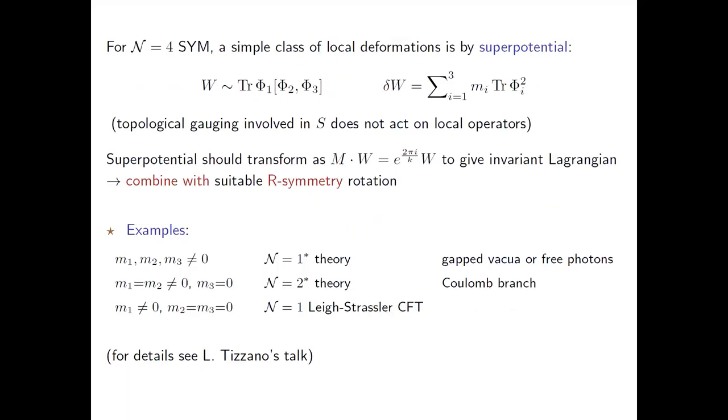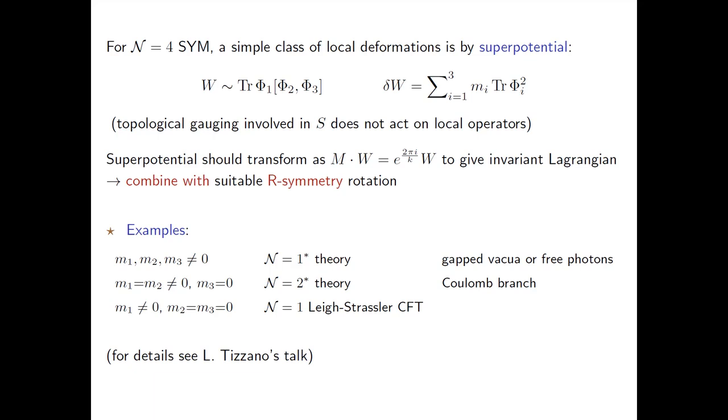Now, what class of deformation can we study? Well, of course, we can try to study many different types of deformations. A natural class is to deform by a superpotential. And a very simple superpotential is just giving masses to the adjoint scalars of N=4 super Yang-Mills. Now, when we study that, the topological gauging, which is involved in S, does not create problems because it does not act on local operators.